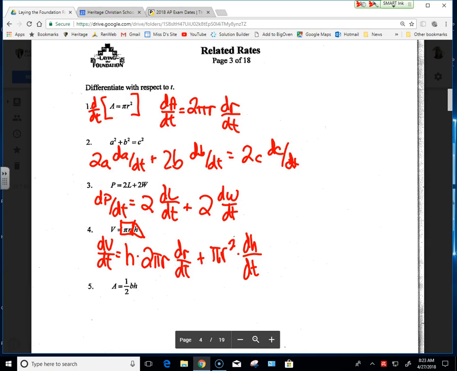Number 5, how do you do that one? d/dt, good. H times 1/2 dB/dt. Product rule. Good. So second H times the first dB/dt plus first d second.